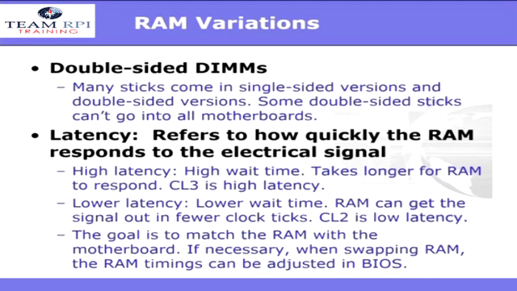Now, there are some variations of RAM. There are double-sided RAMs. There's RAM specifically to reduce latency. However, whatever RAM you choose, remember, bigger is not always better. For instance, high latency, high wait time, takes longer for RAM to respond. So, CL3 is high latency. Lower latency, or lower wait time, RAM can get the signal out in fewer clock ticks. So CL2 is low latency.